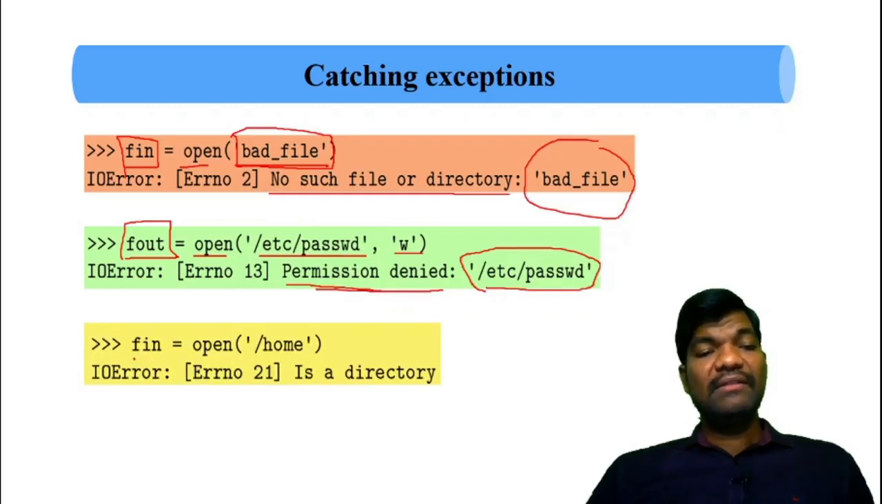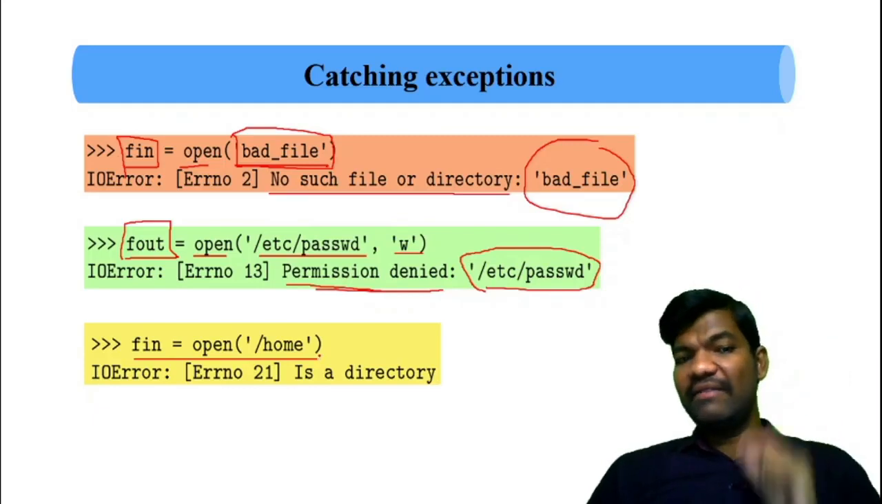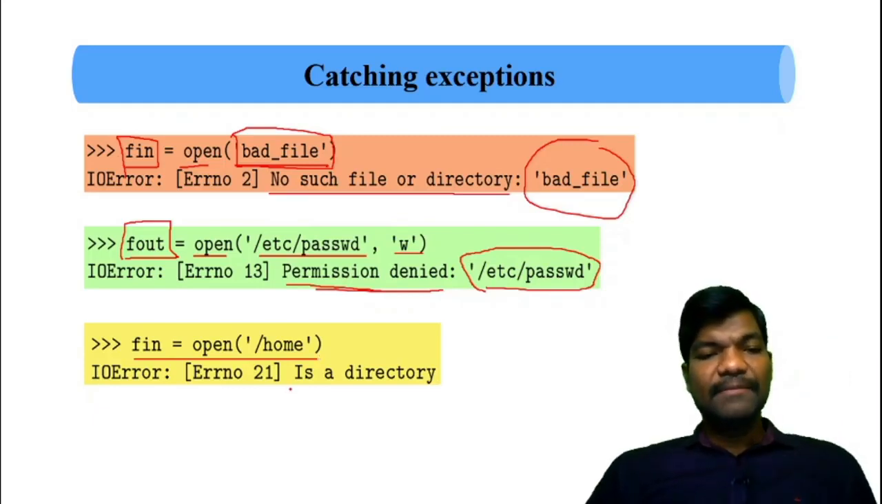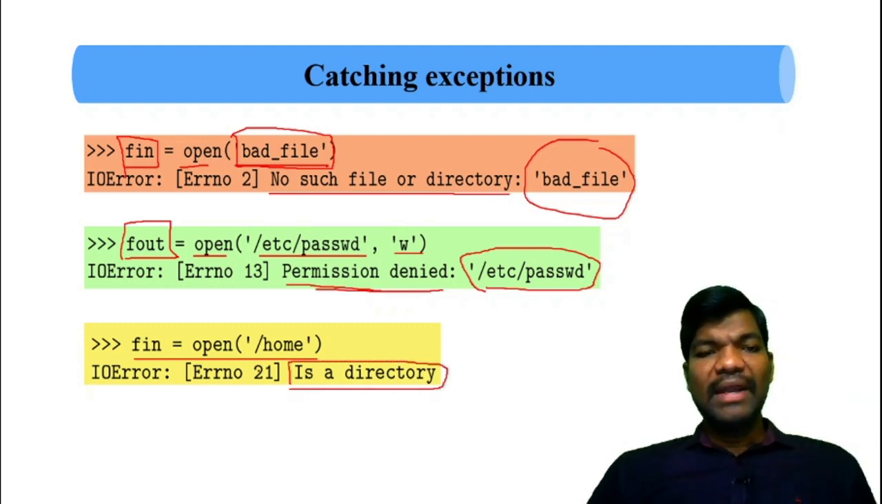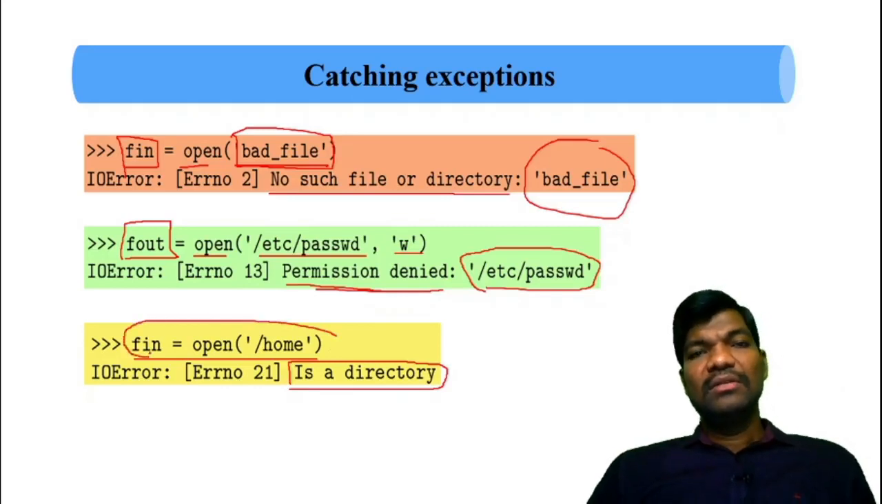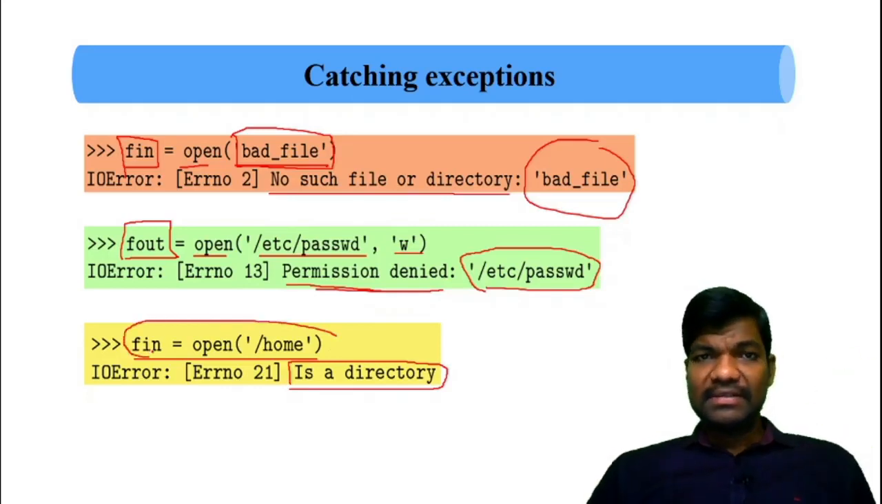Next, another one, you are opening a directory. You are opening a folder, not a file. So it says is a directory. It is a directory, not a file. Right? It shows like this. Right? So these are the exceptions in file opening or reading.